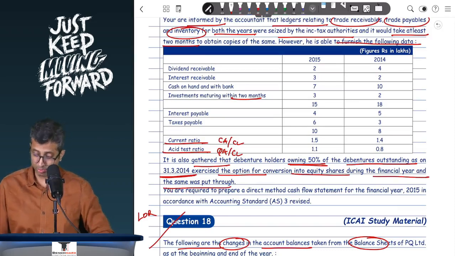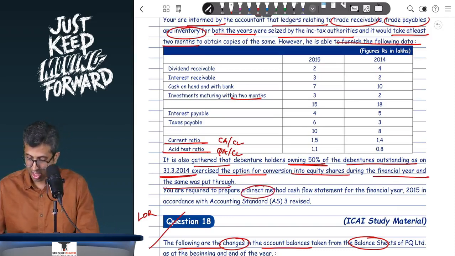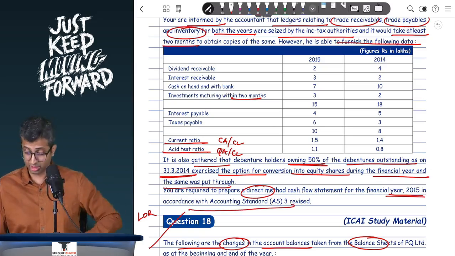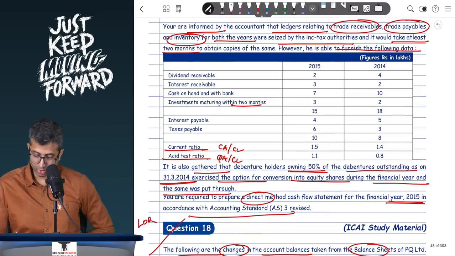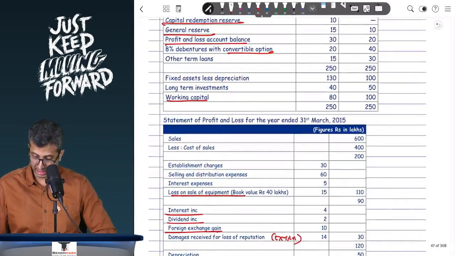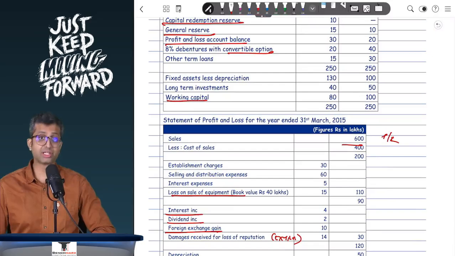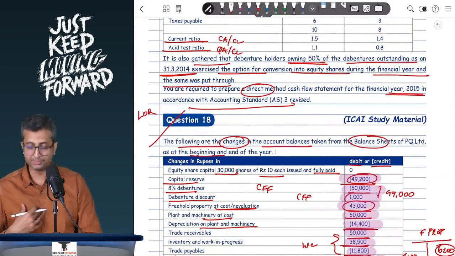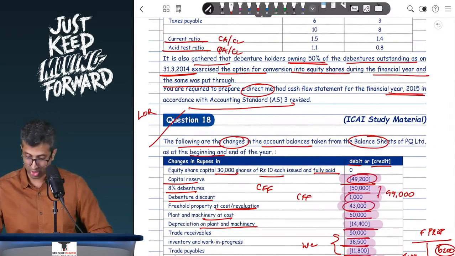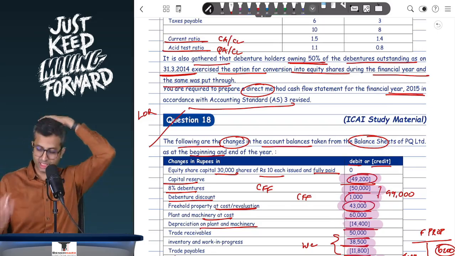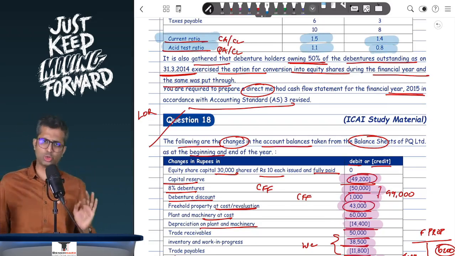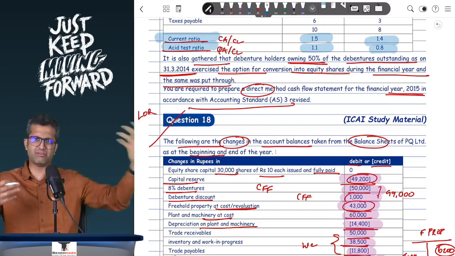Now you are required to prepare a direct method cash flow statement for the year 2015 in accordance with AS3. So you have to prepare a direct method cash flow statement, but for the direct method you need cash collection, sales, but I don't have trade receivables. For direct method cash flow, I need cash payment to creditors, but I don't have trade payables and I don't have stock. So basically these three things I can find using these ratios, and ये पूरा question आपको यही दो ratios के ऊपर focus करना है. Once you do that, everything else is manageable.